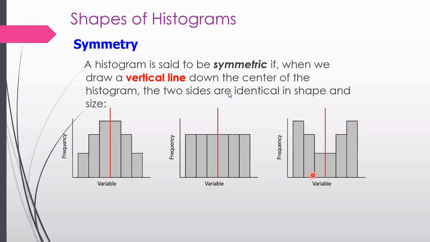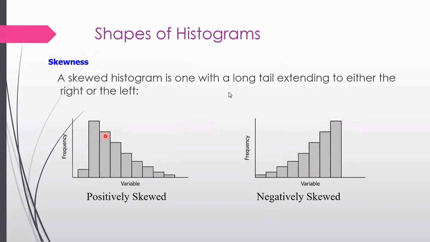Then the next. These three histograms are symmetrical, right? But sometimes you will get histograms shaped like this kind. When we draw a vertical line through the center point of this histogram, we cannot say both sides are identical in shape and size.